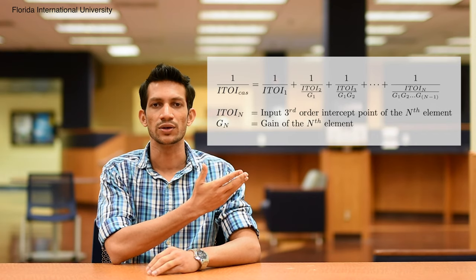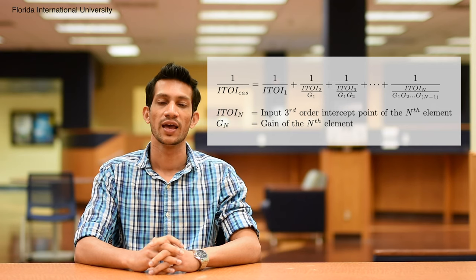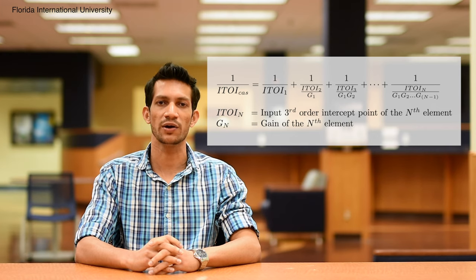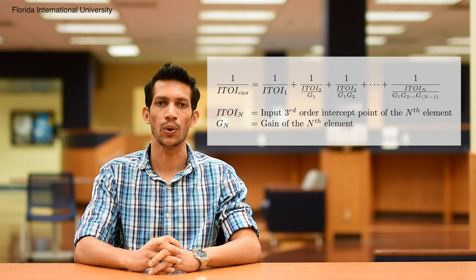This is the equation to calculate the cascaded input third order intercept point, or ITOI. At this point, the output signal and the third order harmonic will have the same power level. If ITOI is low, that means the linear operating range of the RF chain is also low. The gain of the first element has the most contribution to the reduction of the cascaded ITOI. Therefore, the RF designer should carefully select the gain of the first LNA, then introduce multiple amplification stages to get the required cascaded gain.